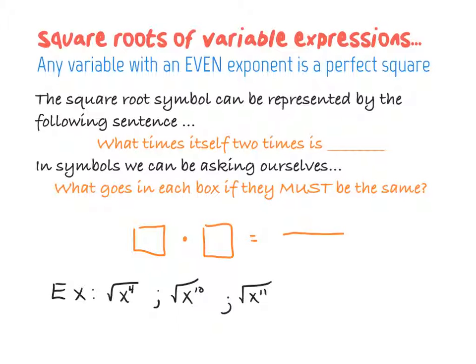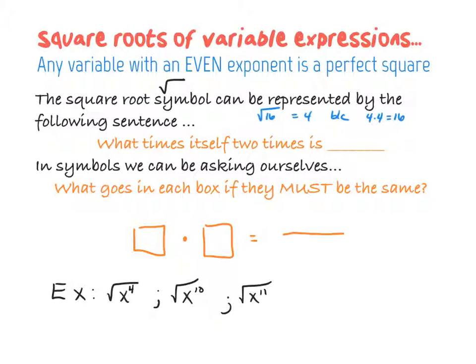Now the most important thing to remember is any variable with an even exponent is going to be a perfect square. So for example, the square root symbol itself is leading us to think about a sentence in our head: what times itself 2 times is a certain number. So for example, if I asked you the square root of 16, that is 4, because if I took 4 and multiplied itself by itself 2 times, I would get the number under the square root.